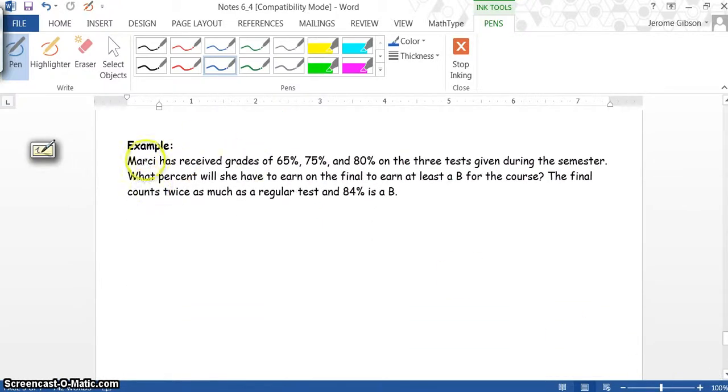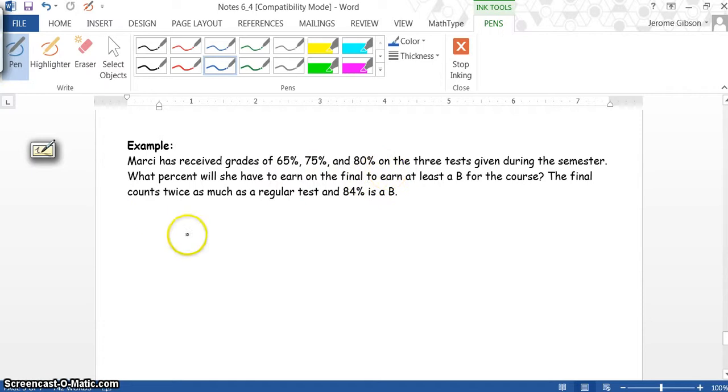It says example. Marcy has received grades of 65%, 75%, and 80% on the 3 tests given during the semester. What percent will she have to earn on the final to earn at least a B for the course? The final counts twice as much as a regular test, and 84% is a B. Now, this is what we would do.